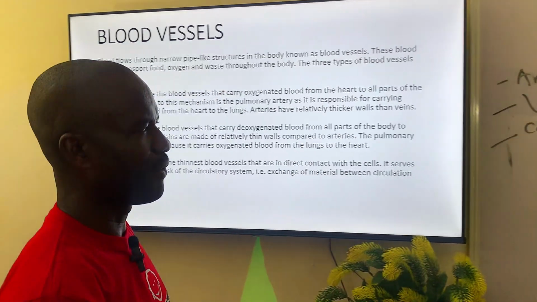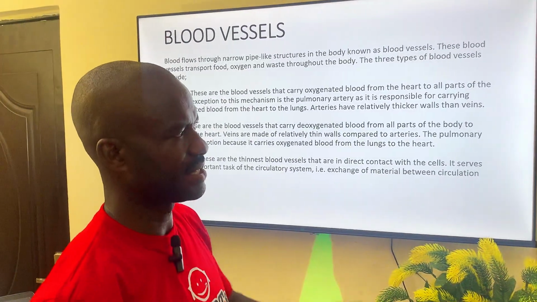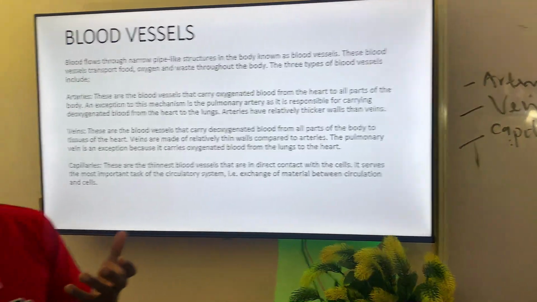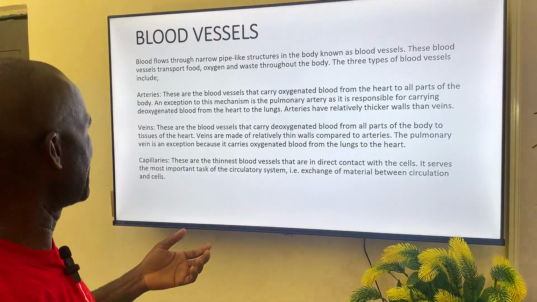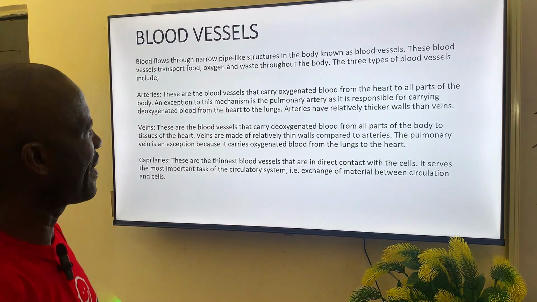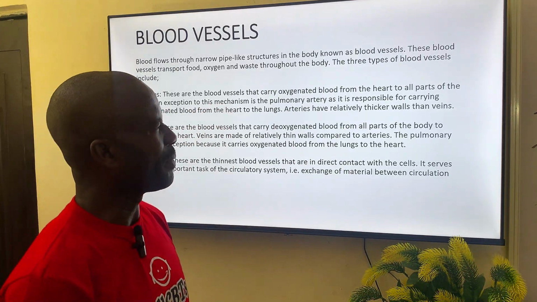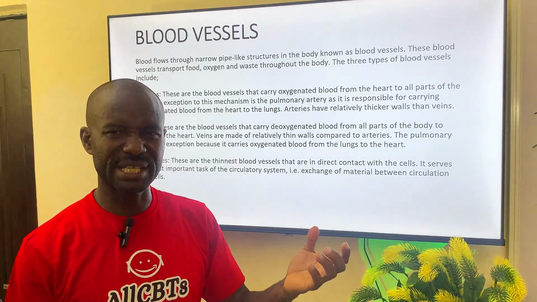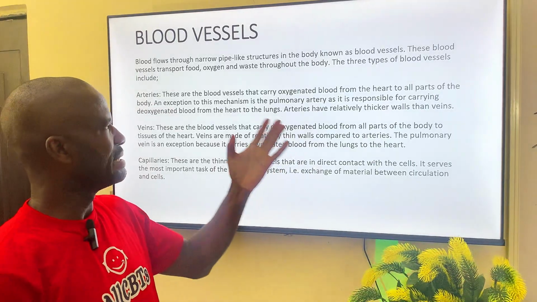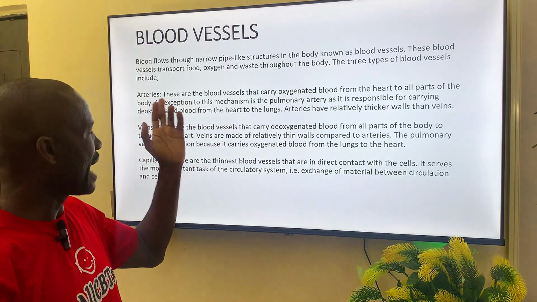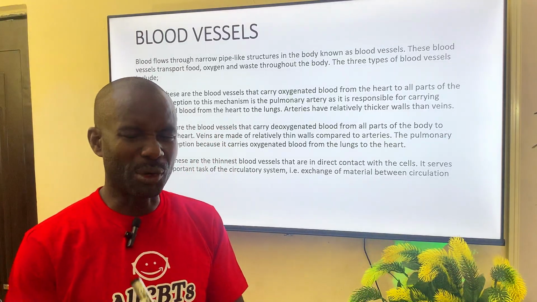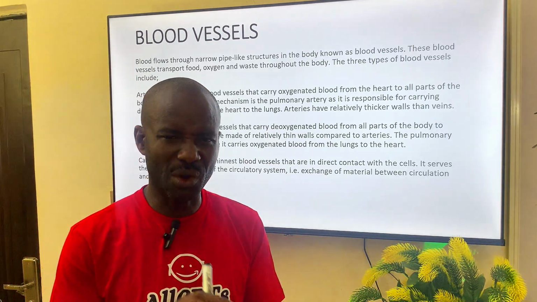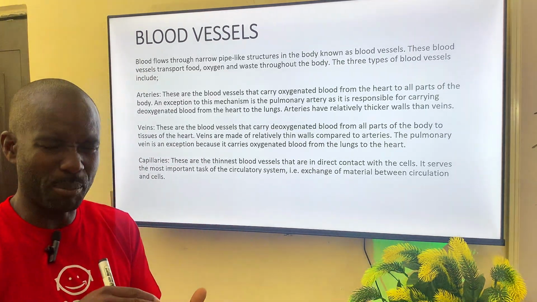We need to define the function of each of these. The arteries are responsible for conducting blood away from the heart. These are blood vessels that carry oxygenated blood from the heart to all parts of the body. The arteries carry the blood directly from the heart. The heart is the pumping organ, the organ that is responsible for pumping blood.